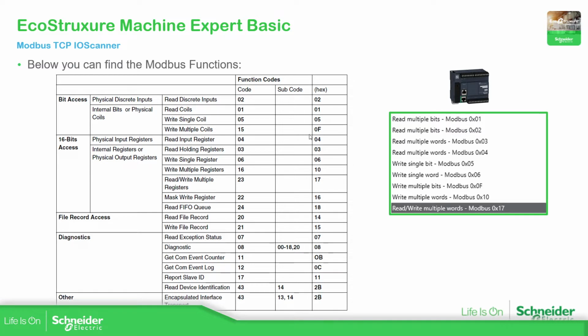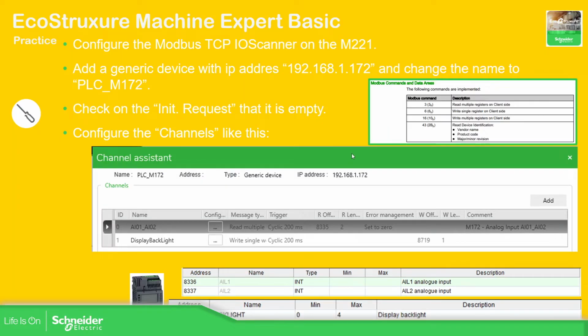So what we need to do is to check on the other side, for example, in the PLC M172, which of these function codes we are able to use. Otherwise, we're going to have an error, as we have seen in the previous video using the communication block. So what we're going to do now is to configure all this data in the software.